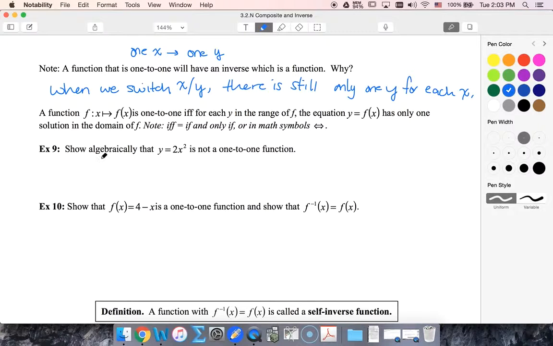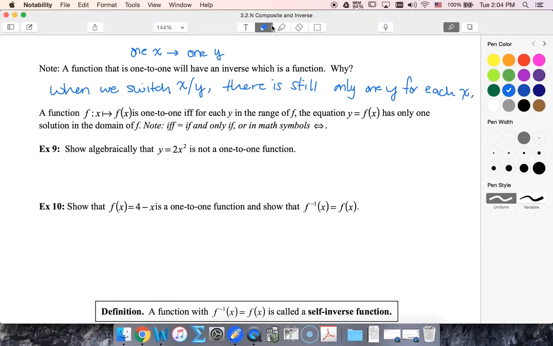All right, so a function f of x is one-to-one if and only if for each y in the range of our function, the equation y equals f of x has only one solution. So for every y, I can get only one x. This IFF is notation for if and only if. We can also use the double-headed arrow to show this.